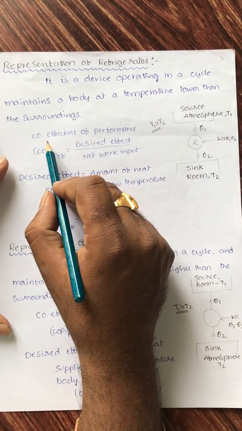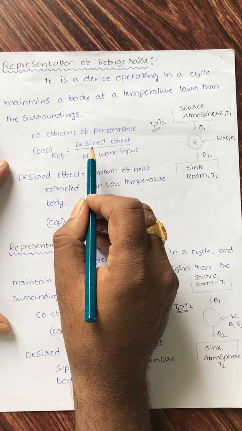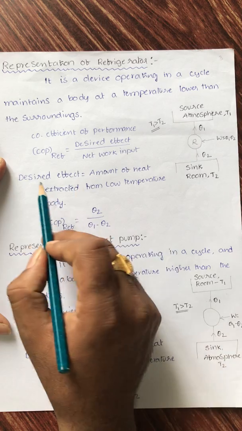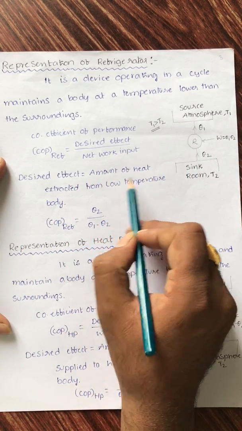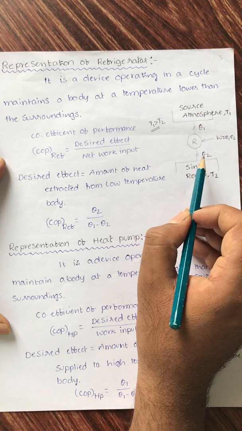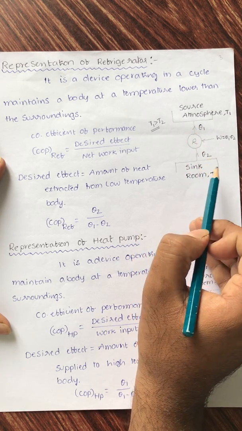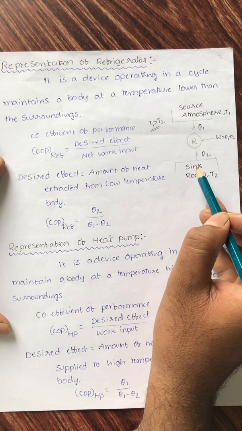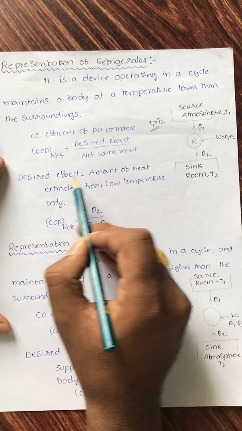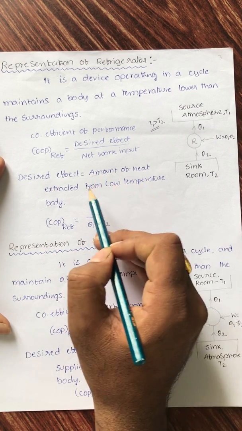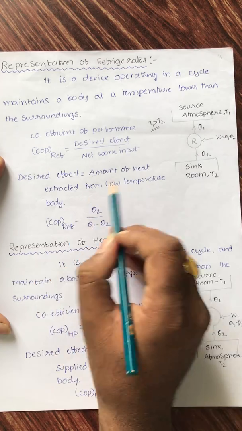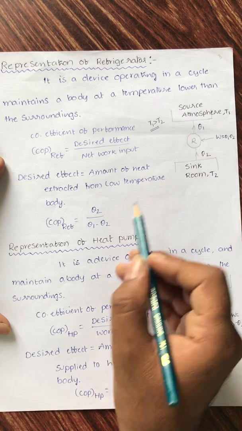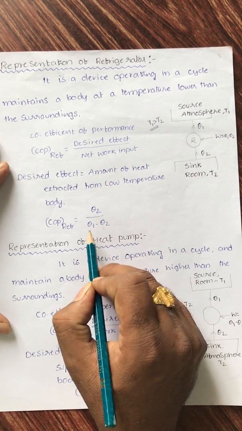Now the coefficient of performance, COP of the refrigerator, is desired effect by net work input. See here, the net work input means W. Desired effect is nothing but an amount of heat. There are two heats we have, Q1 and Q2. But what is the desired effect? As a refrigerator, what is the function of the refrigerator? Taking heat from the low temperature reservoir, that is Q2. The desired effect is equal to the amount of heat extracted from the low temperature reservoir. Q2 is the desired effect. Q2 by net work input W, that is Q1 minus Q2. So COP of refrigerator is Q2 by Q1 minus Q2.